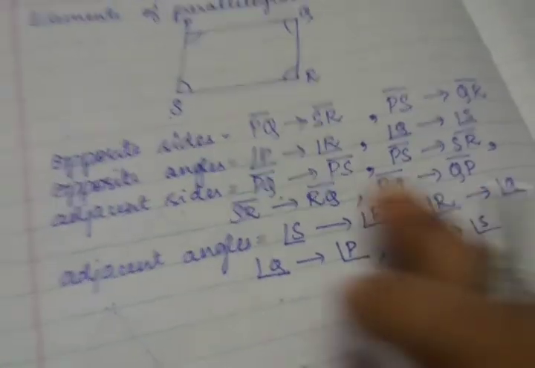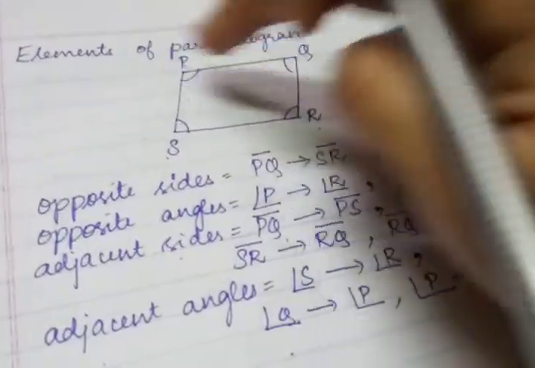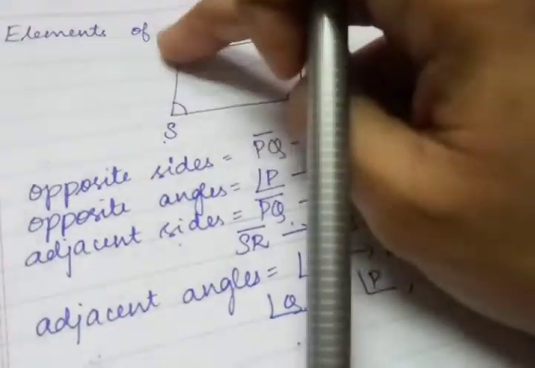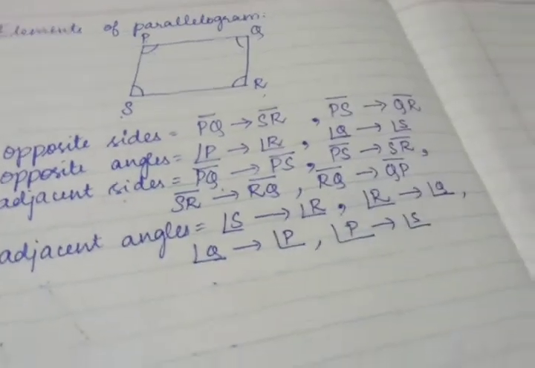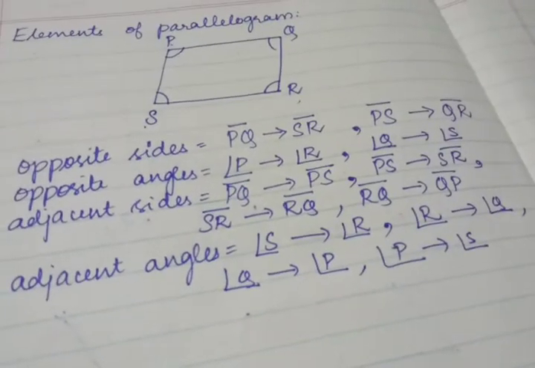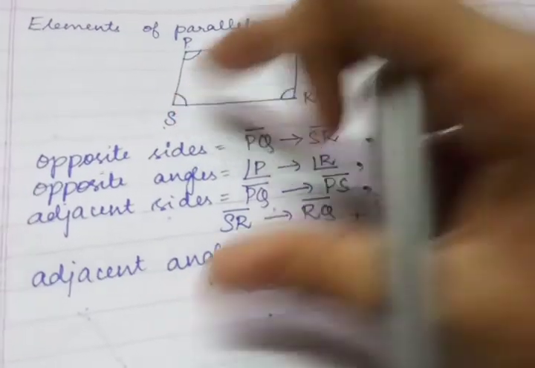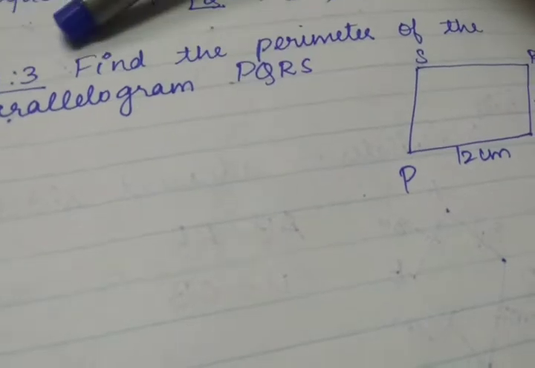So, you know what opposite sides are? Opposite sides are these two sides. Opposite angles are angles which are opposite to each other. Adjacent means near sides, so near angles are adjacent angles. These are the elements of a parallelogram. When you are learning about the parallelogram, these four things are very important. Next, we are going to deal with our example number 3.